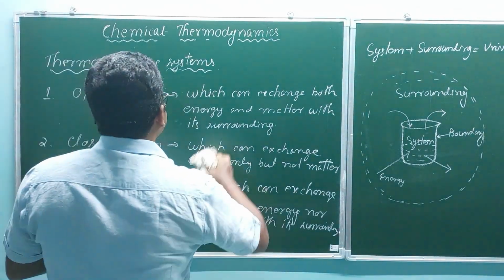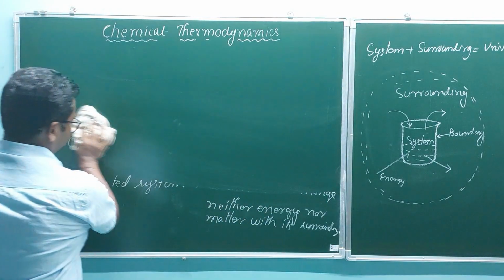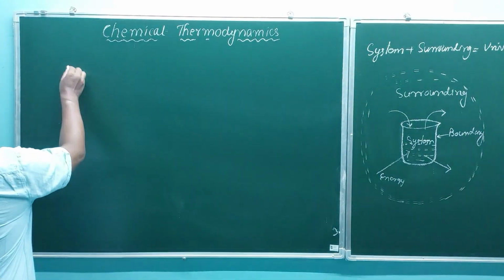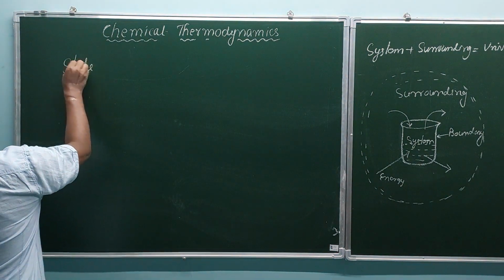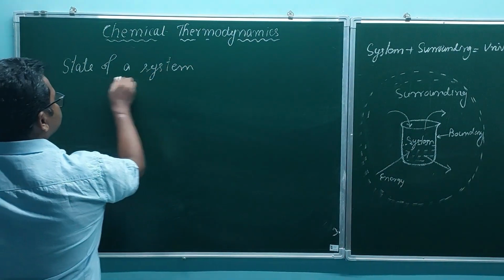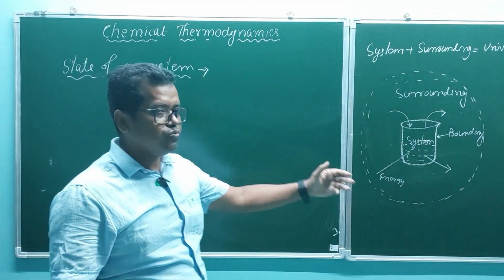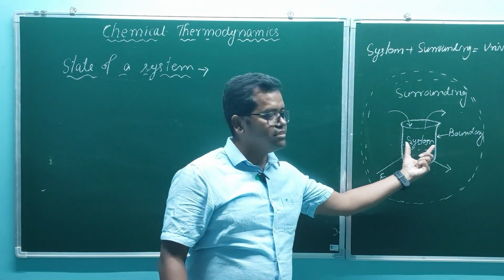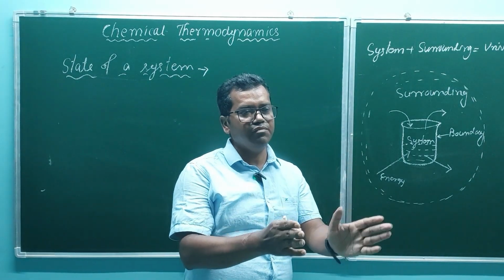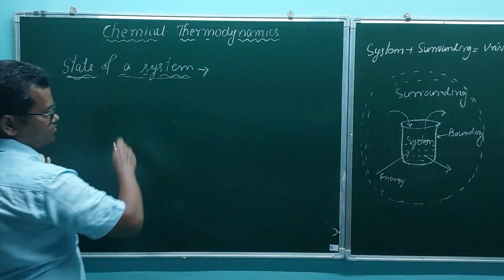So our next topic will be state of a system. Just now we have learned what is system. So this is a system. This classroom is also a system. Myself is also a system. Yourself is your system. Now, what is the state of a system?